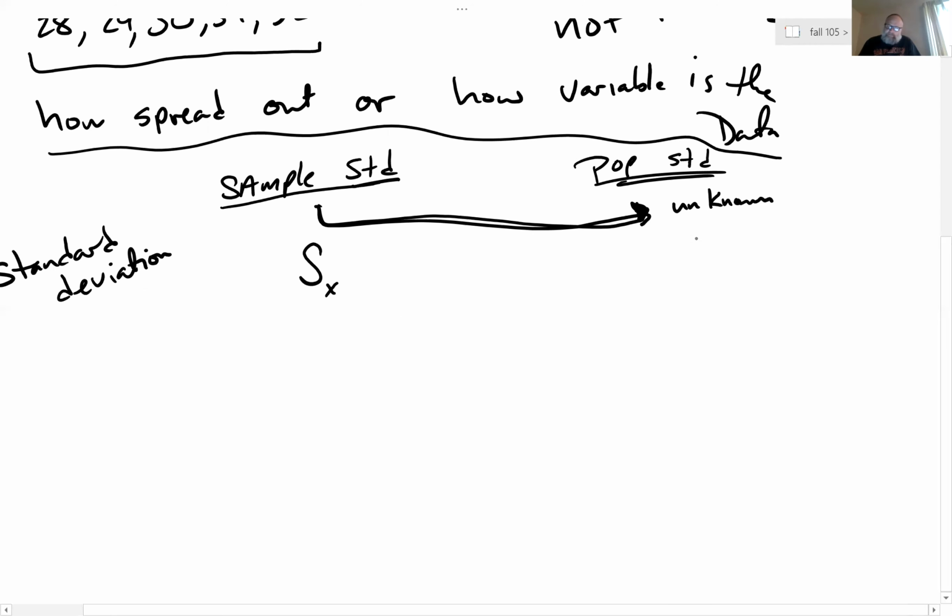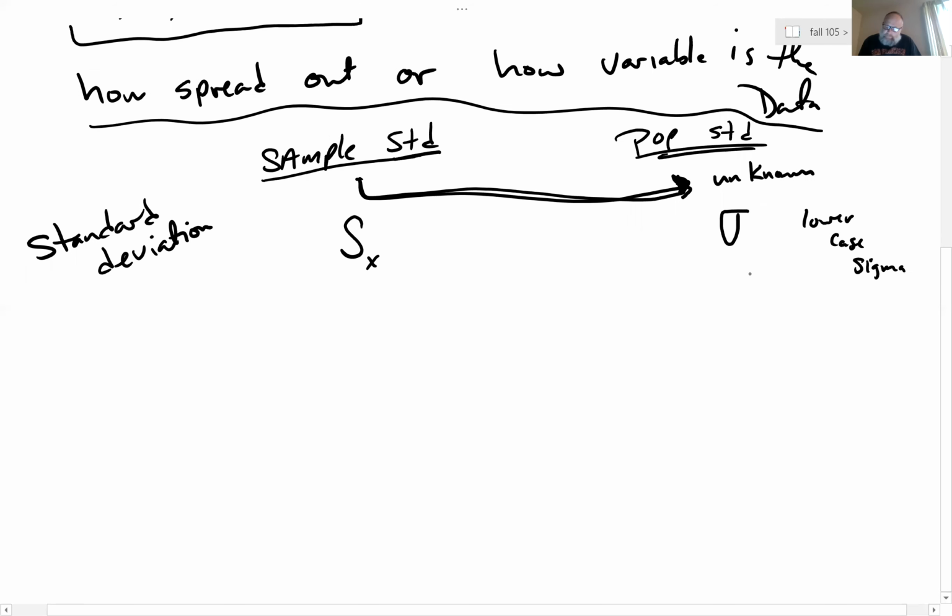The population standard deviation is this guy here, which is lowercase sigma. He's the lowercase version of the capital sigma we saw a minute ago with summations. If you're going to practice at home, just start with your pencil and kind of do this number. But again, we're not going to calculate this one. We're just going to make a statement about it.